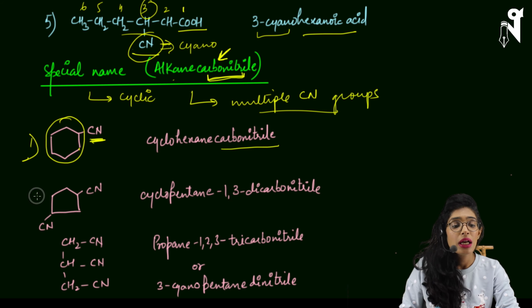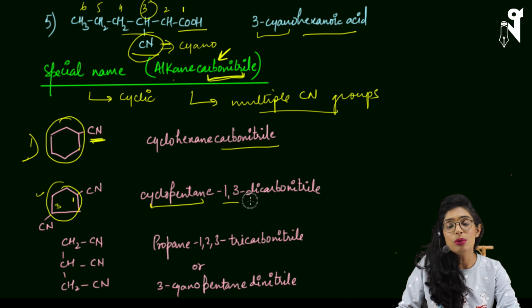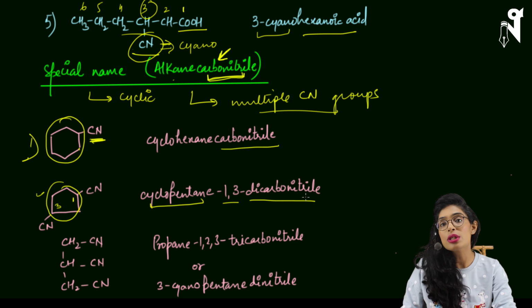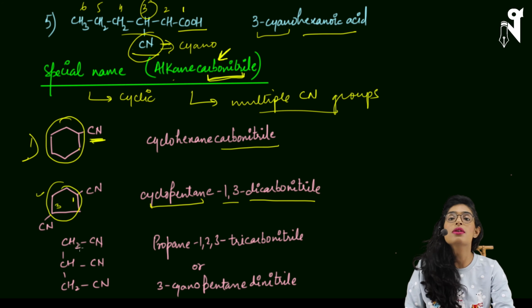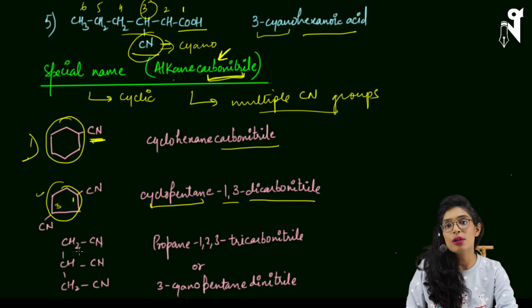Look at the next compound. Again, we have cyclopentane, and here the positions of CN are first and third. So we will just write 1,3-dicarbonitrile. So we are not counting the carbons of the nitrile group. Look at the next compound. We have two ways of naming this compound. One is the new way of naming and another is the old way of naming. First, we will understand the new way of naming.